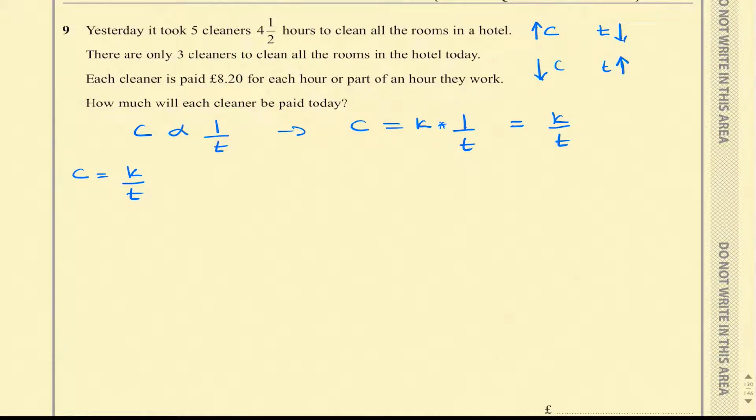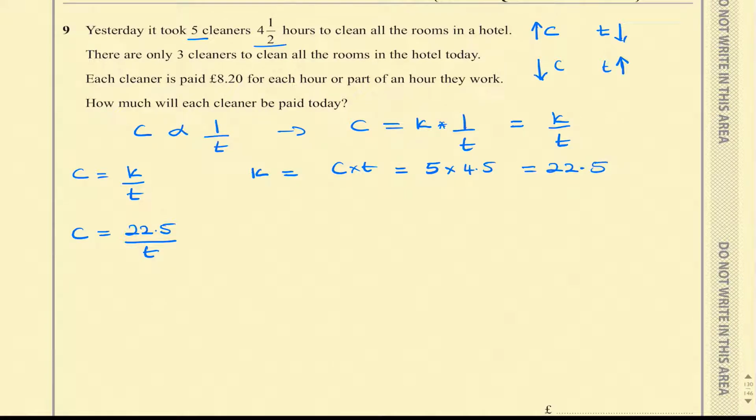So that's the equation that explains what's going on. So we're given 5 cleaners for 4.5 hours. So that means we need to find the value of K using 5 and 4.5. So K will be equal to C times T, which is 5 times 4.5. And 5 times 4.5 will give us 22.5. So that is the constant. And I'm going to replace my K with that number. So therefore, my new equation will be C equals 22.5 divided by T.